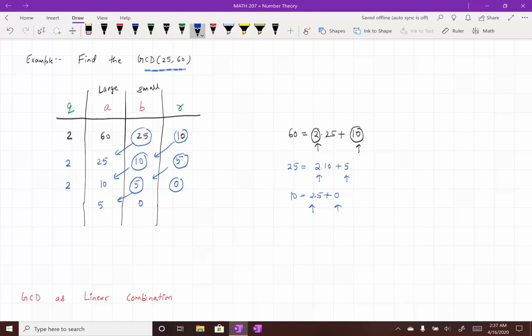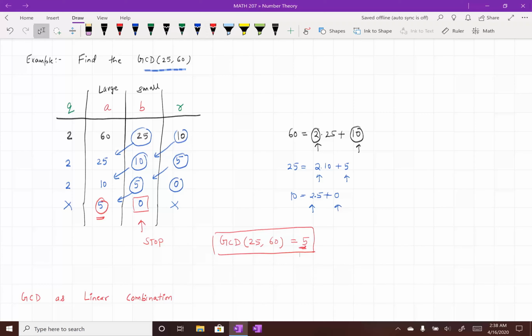And when you have the choice of A and B as 5 and 0, then you know you cannot find the quotient, you cannot find the remainder there. So for the case when your B becomes equal to 0, you stop. And the GCD of your problem, which was 25 and 60, is going to be equal to 5. And 5 was the other integer here. So this is the GCD of your problem.